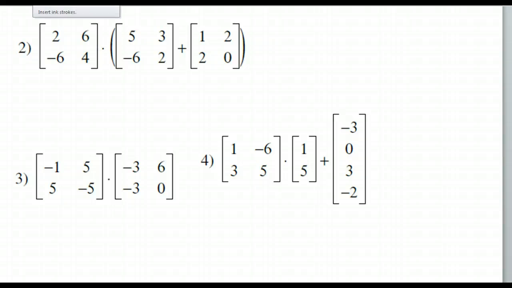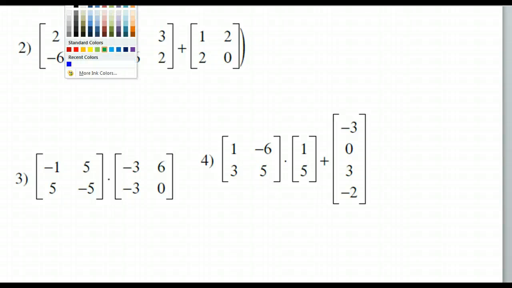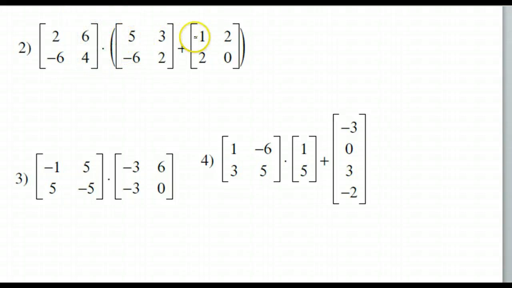Now, when you add 2 matrices, you just add the corresponding elements. So look, this first matrix, we're not doing anything with it yet. So that's 2, 6, negative 6, 4. Nothing going on here.